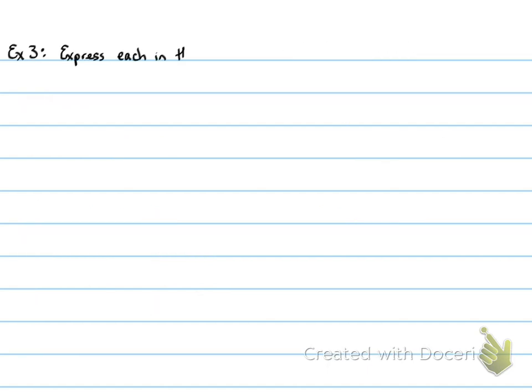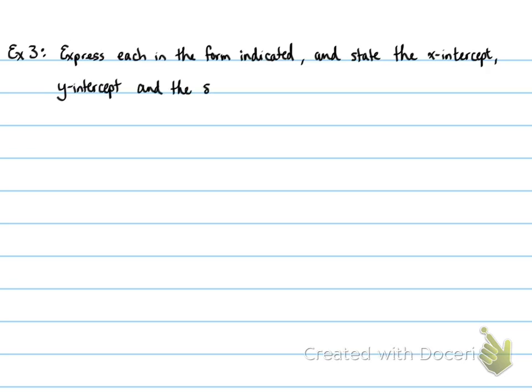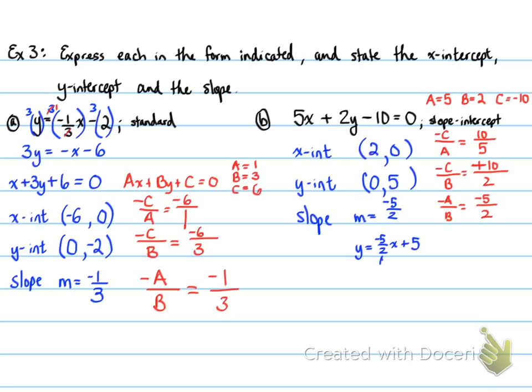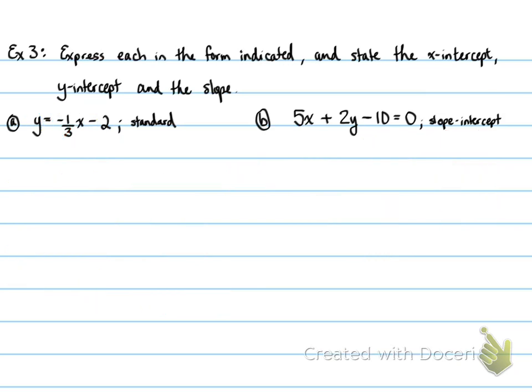All right, example 3. Express each in the form indicated and state the x-intercept, y-intercept, and the slope of each of the lines. So here we go with the first one and the second one. All right, here we go. Y equals negative 1/3 x minus 2, and we need to convert it to standard form. Find the slope, the x-intercept, and the y-intercept. In the second one, we have it in standard form, and we need to put it into slope-intercept form and still find the x-intercept, the y-intercept, and the slope.